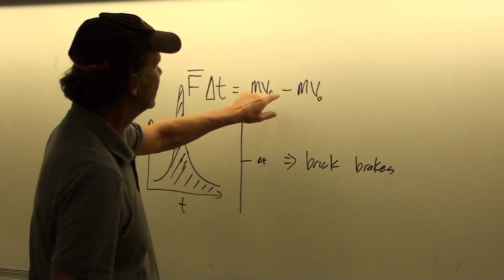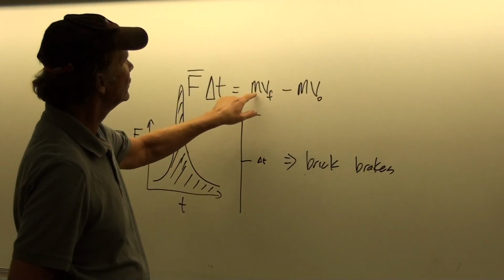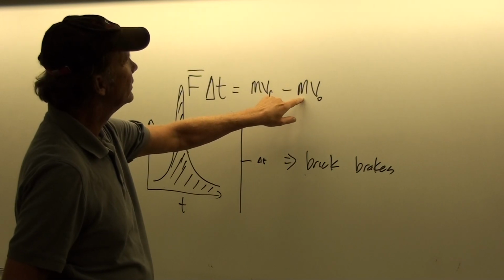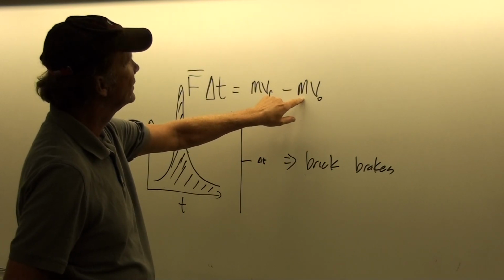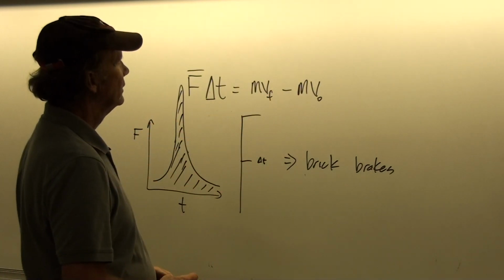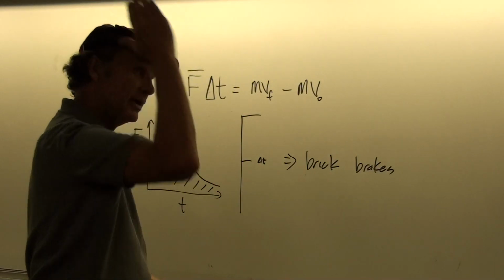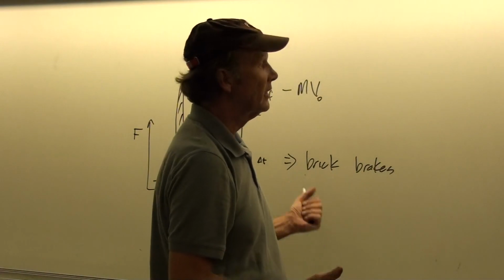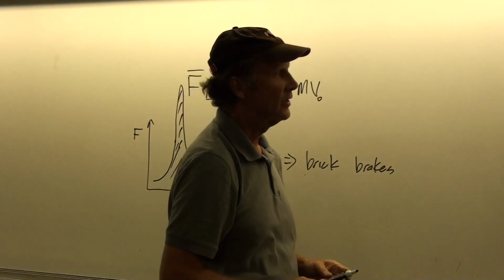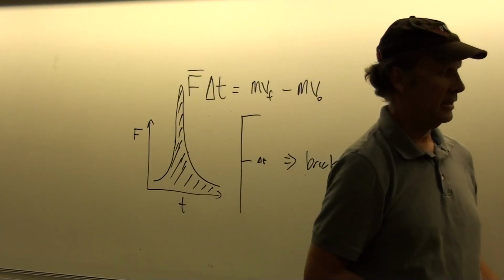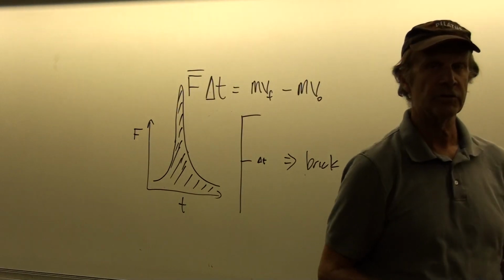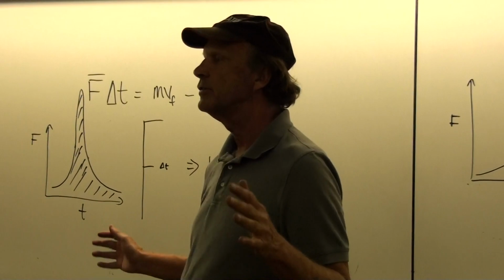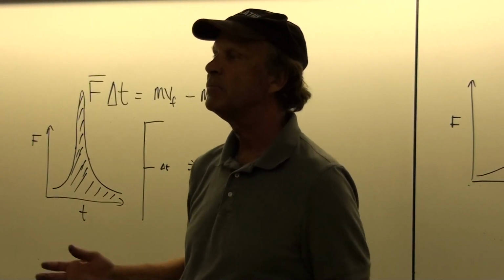Okay, now, what is the mv final, mv initial here? This is just the mass times velocity of your hand after minus the mass times velocity of your hand before. Okay, and so that difference in momentum is how much momentum you've been able to deliver to the brick. That gives rise to the larger force.